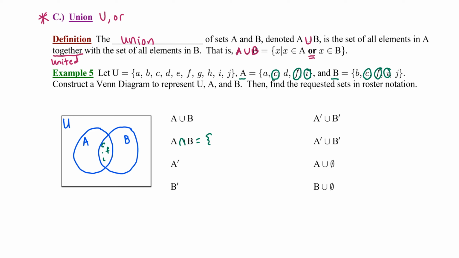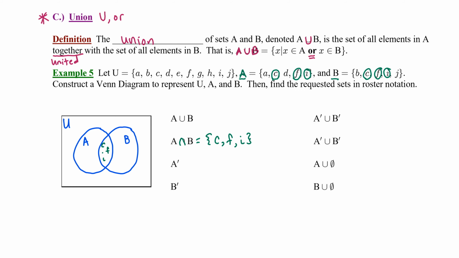We could go ahead and list that in roster notation as elements C, F, and I. Now be very careful of your notation. Make sure you have the curly braces framing your set and those three elements separated by commas. Okay, let's complete set A.